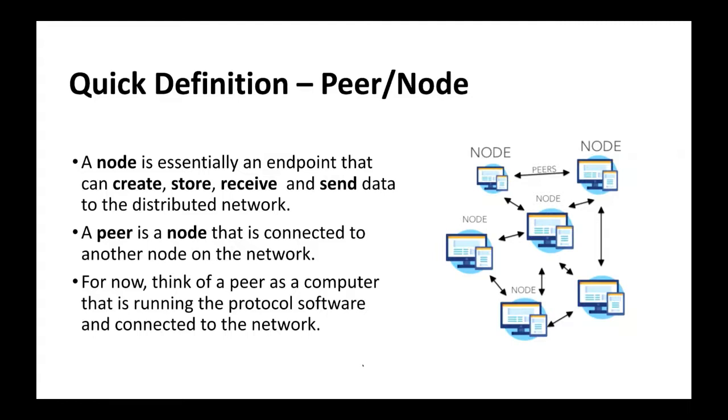And a peer is a node that is connected to another node on the network. So a really good analogy over here would be we are all people, but me and Paul, we are friends, or peers. So we are all nodes, but when we're connected to one another, we are peers.